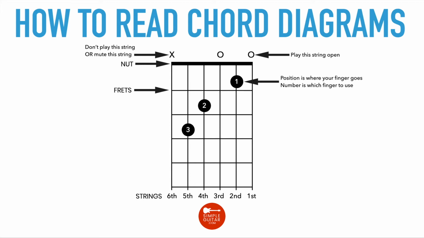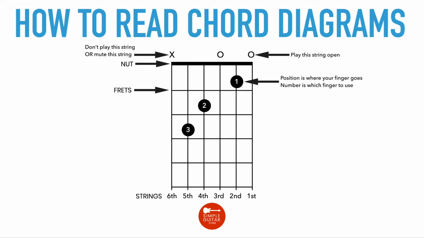So again, your top thick line is the nut of the guitar, your horizontal lines are the frets, your strings are the vertical lines. Whenever you see a circle above a string, that means to play that string open. An X above the string means to not play that string or to mute that string.